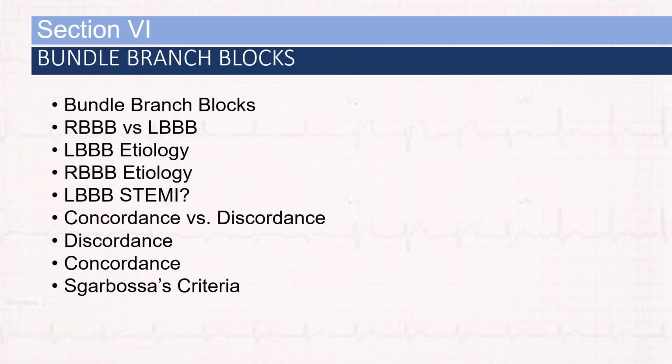So in section 6, we will discuss bundle branch blocks, including right versus left bundle branch block, left versus right bundle branch block etiology, identifying STEMI in a patient with a left bundle branch block or a paced rhythm, concordance versus discordance, and Sgarbossa's criteria.